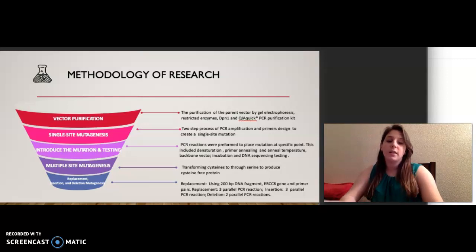The second step in this methodology is single-site mutations. The study used an ERCC8 gene from the E. coli, which was amplified by a cDNA being inserted into a pET30a, which is a bacterial vector for expression, between restriction recognition sites on the E. coli and the recipient's plasmid.